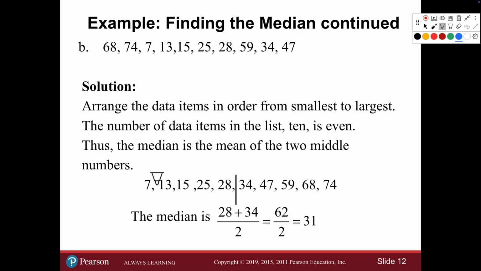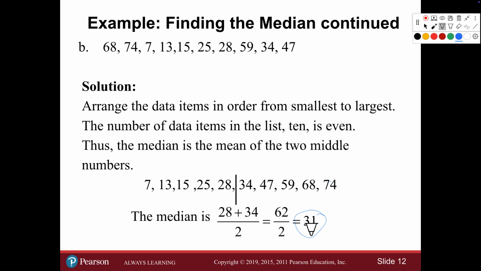And in this case, there are 1, 2, 3, 4, 5, 6, 7, 8, 9, 10. So there's an even number. The median would be in the middle. Again, halfway between 28 and 34. You could just eyeball it, and that's going to be about 31. Or you can add them together and divide by 2, which is just the calculation that gets done, and that gets you the middle number as well.